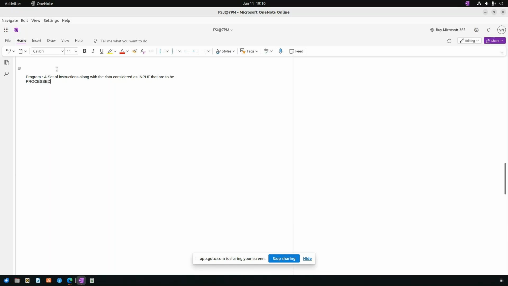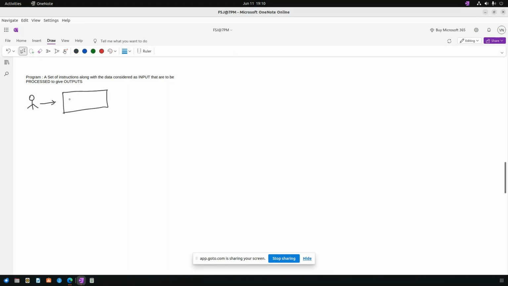processed to give output. So what I'm talking about here is a programmer developing a program. What will that program contain basically? That program will contain inputs. What are the inputs? Inputs are instructions and the data. So for example, I will say add 4 comma 3. What is this? Add is some instruction and 4 comma 3 is some data.